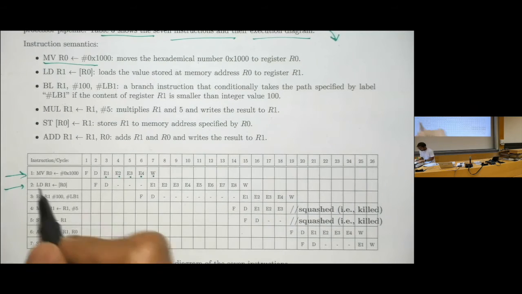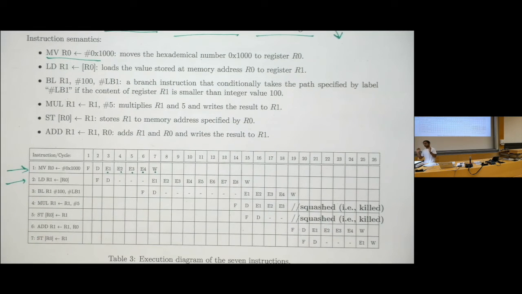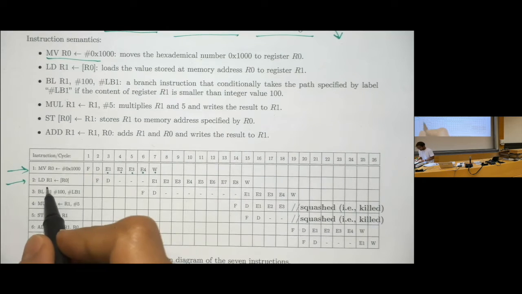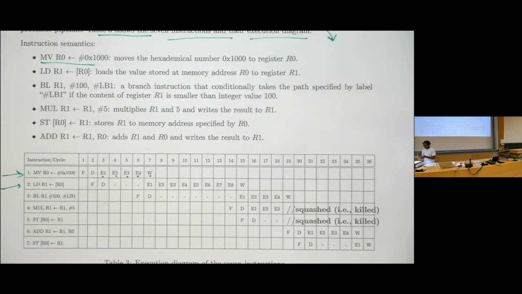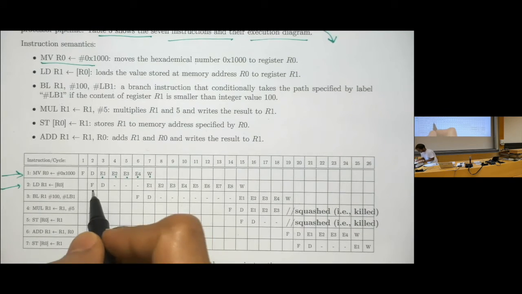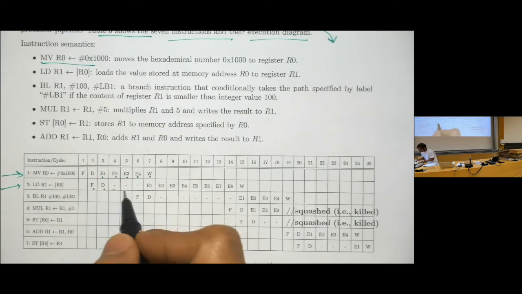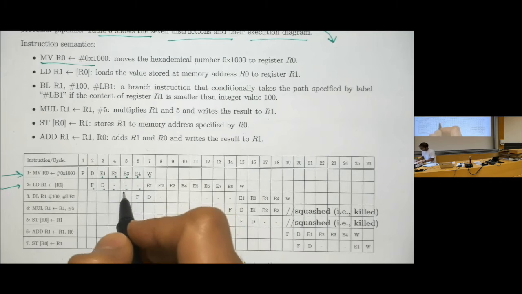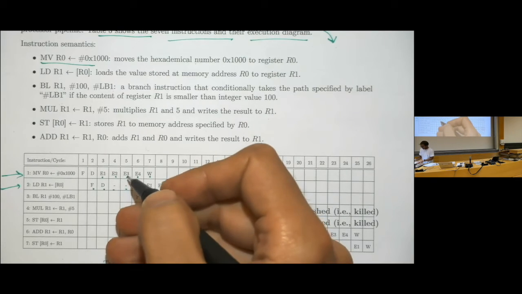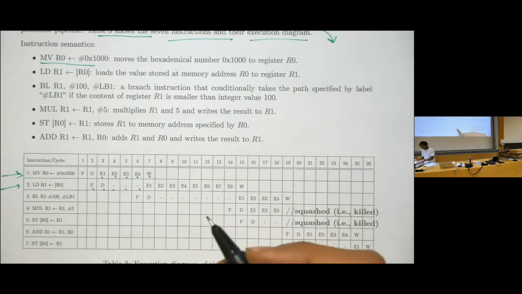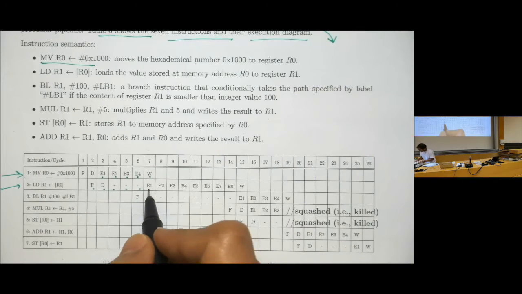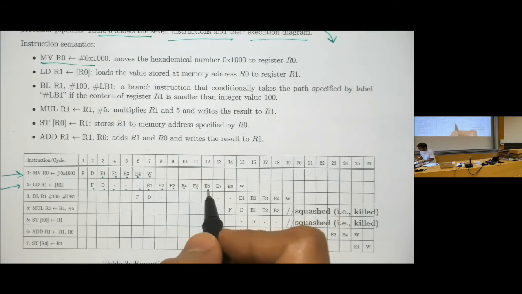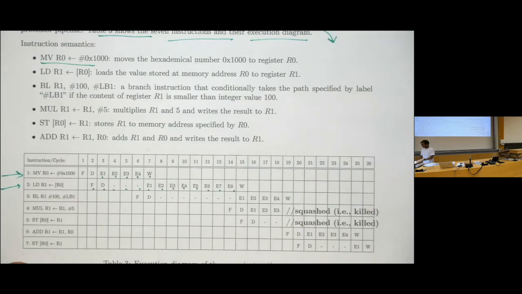Up next, I see a load. All right, now your buzzers should be ringing. It says load R1, R0. So it loads a value at address R0 into R1. And now I see it does a fetch, it does a decode, and then it stalls, okay? Why does it stall? It stalls because I see E1, E2, E3, E4 are being used in the previous instruction, all right? Up next, I see that it executes 8 cycles in the E stage.